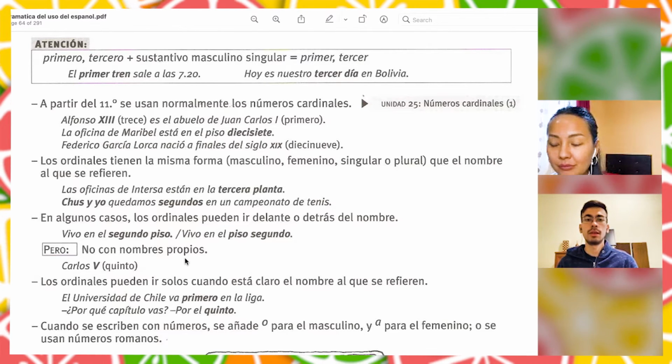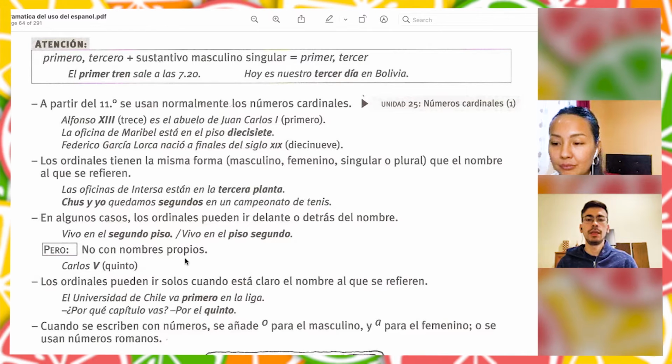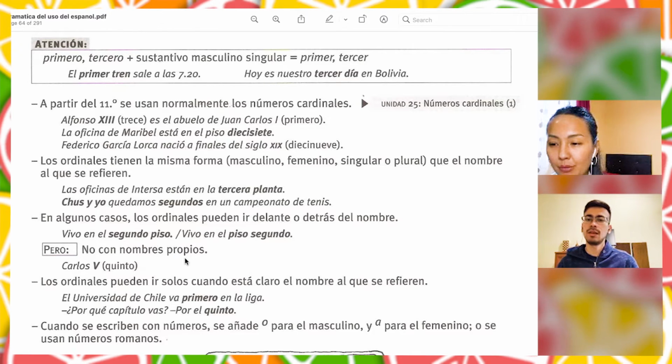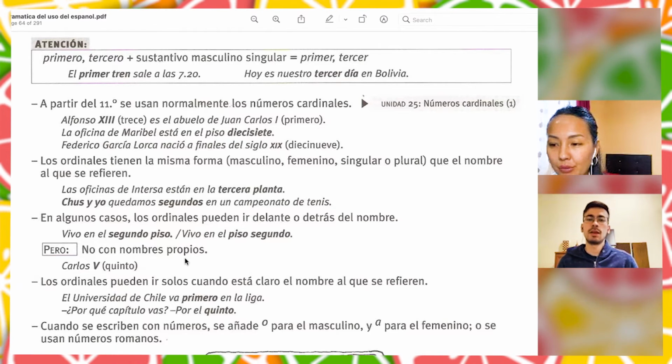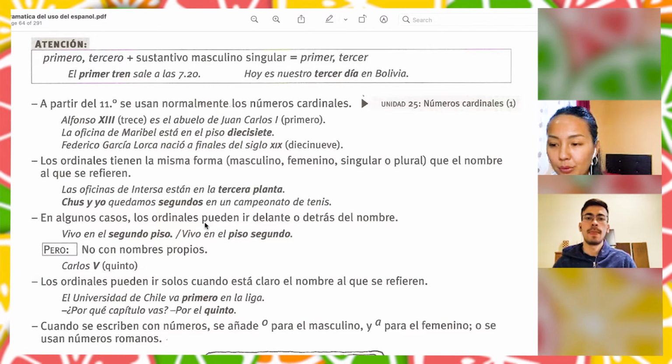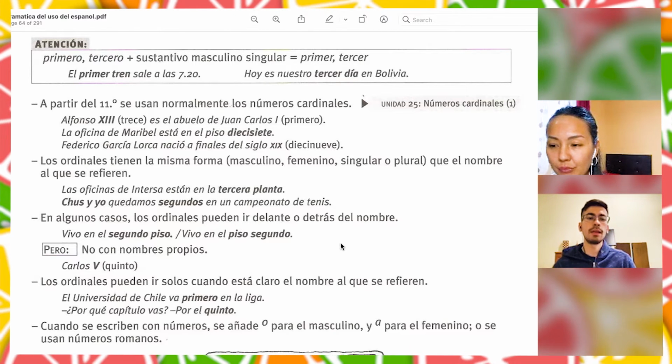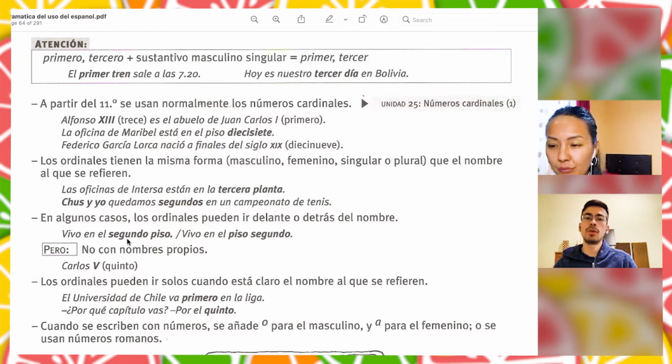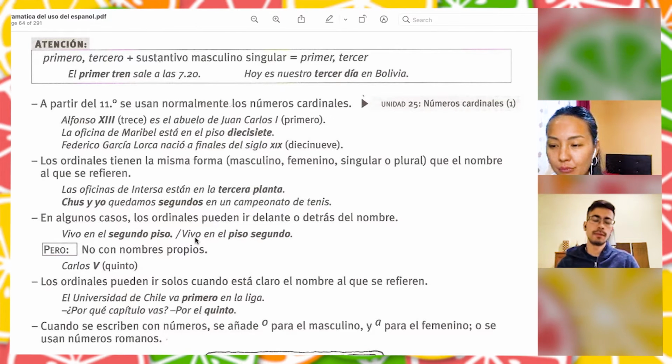For example, in the next one, Chus y yo quedamos segundos en un campeonato de tenis, right? Chus and me, we stayed seconds. So we finished in second place in the tennis championship. We took that.